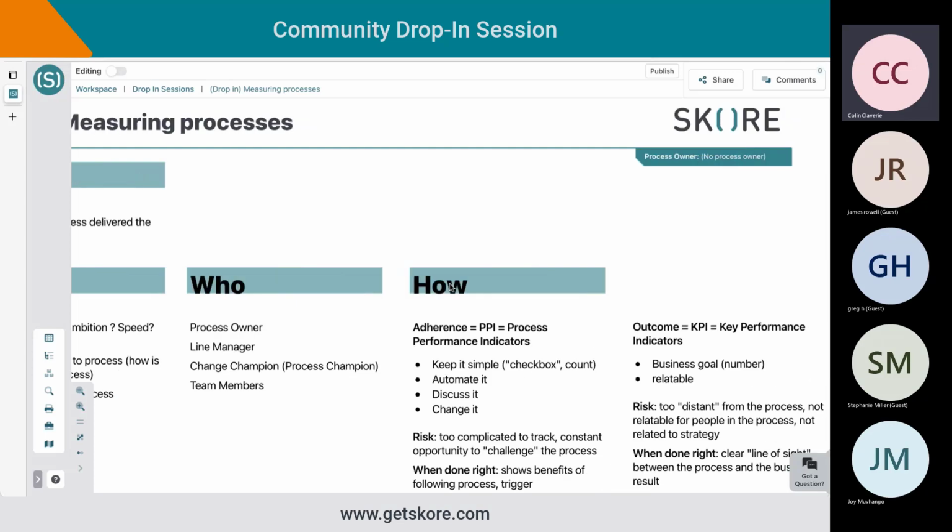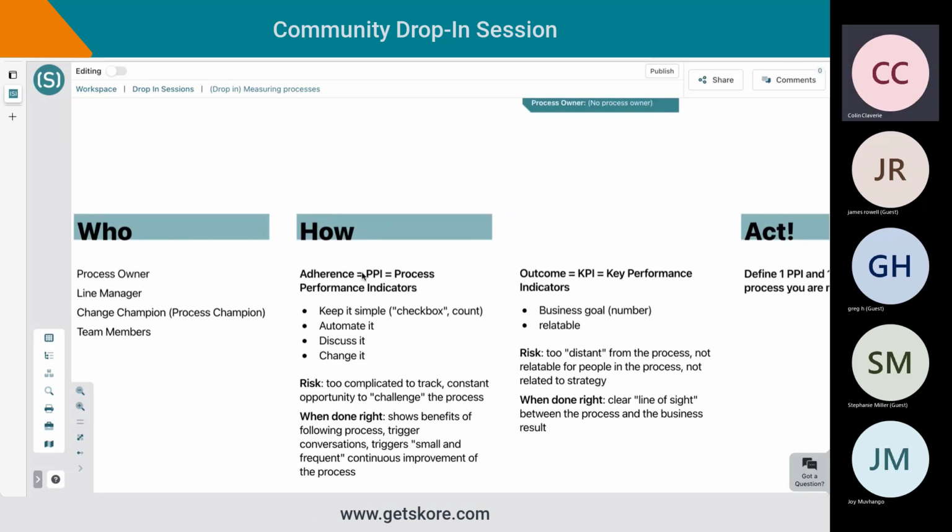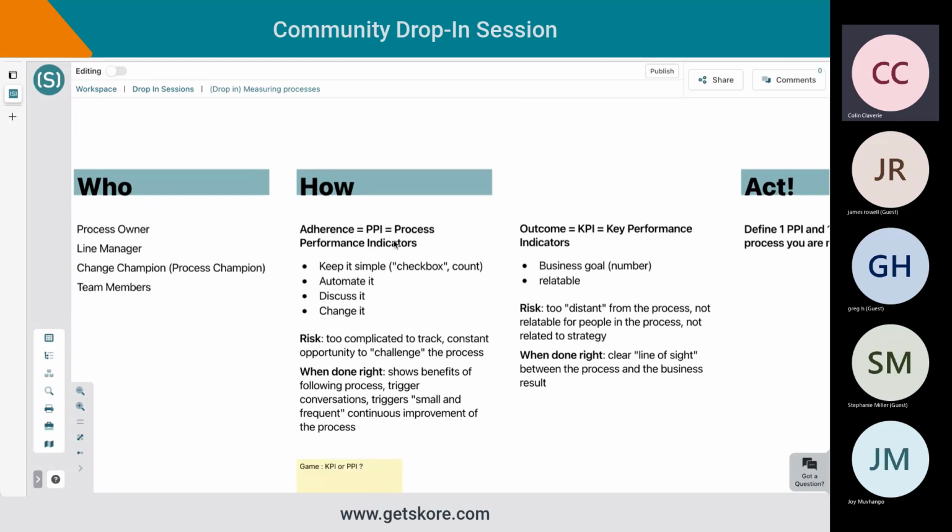So let's deep dive a bit into this PPI, process performance indicator. This is the word we use quite a lot. A PPI, I've seen some teams calling them API, activity performance indicator, but I'd rather stay at the process.